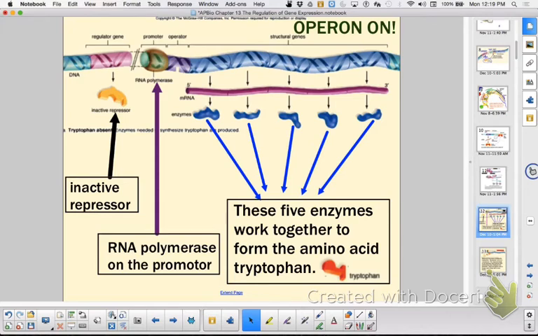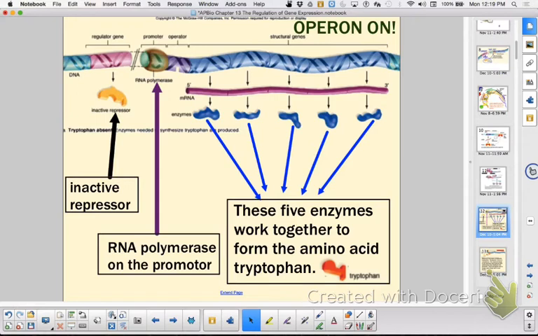Okay, so let me walk you through that. If those structural genes are transcribed, the protein you will make from the translation of that transcription will be enzymes. Those enzymes will work together to build an amino acid, tryptophan. Okay, that's your end product.